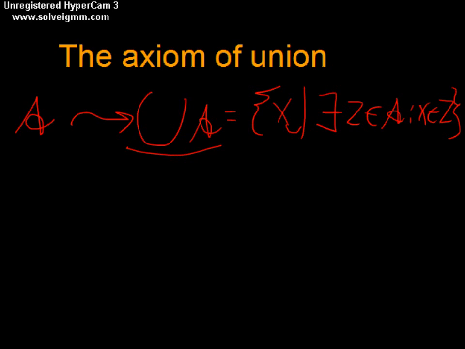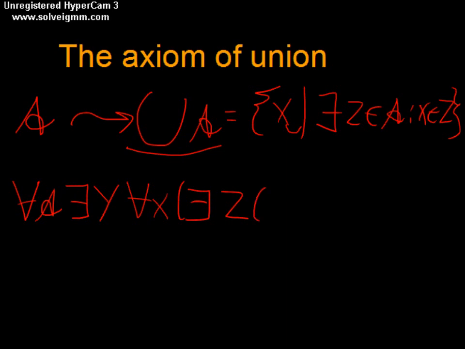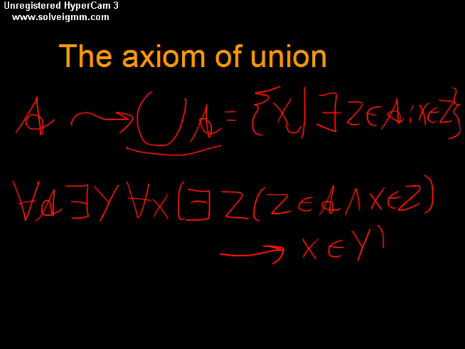Now, if we write it as a well-formed formula, then we get the following. For all A, there exists a set Y, which will be the union, so that for all x, if there exists a Z so that Z is an element of A and x is an element of Z, then x is in Y.